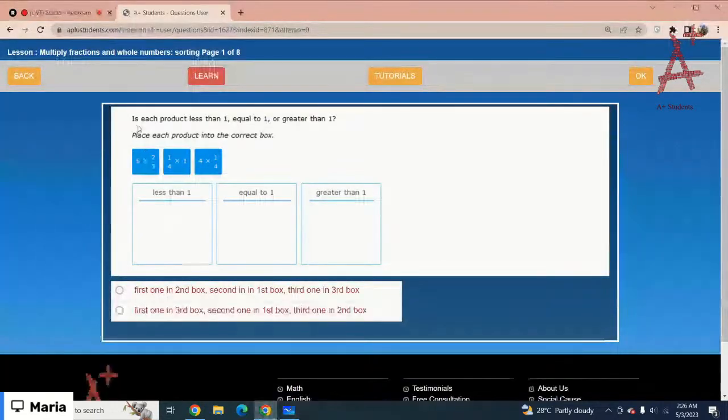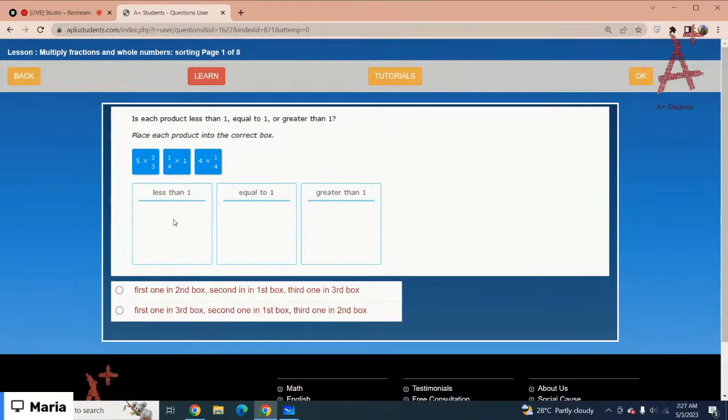Okay, you have 5 times 2 over 3, 1 by 4 times 1, and 4 times 1 over 4. So 5 times 2 is 10, and 10 divided by 3 is 3 whole something. So it would be greater than 1. 5 times 2 by 3 is greater than 1. Then you have 1 times 1 over 4. 1 over 4 is less than 1.